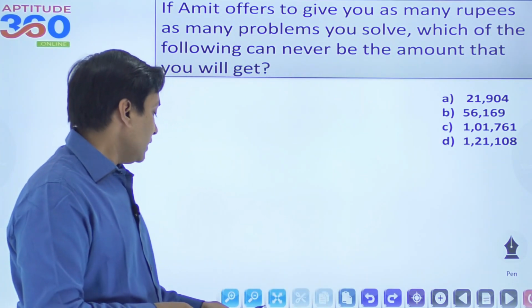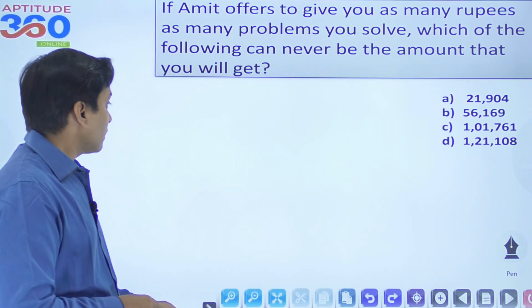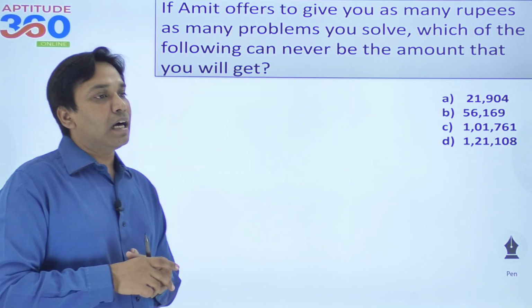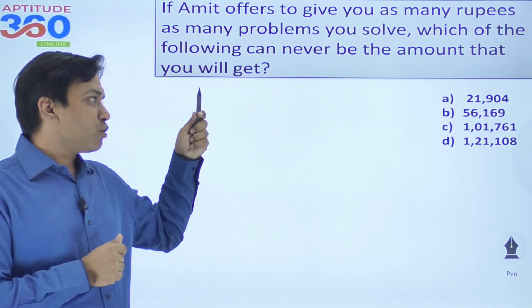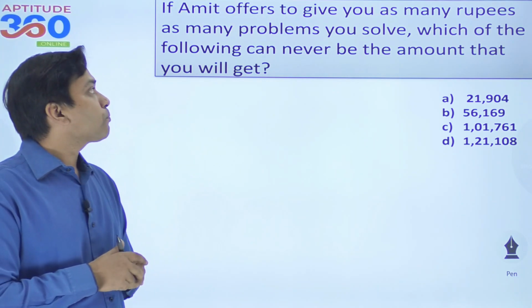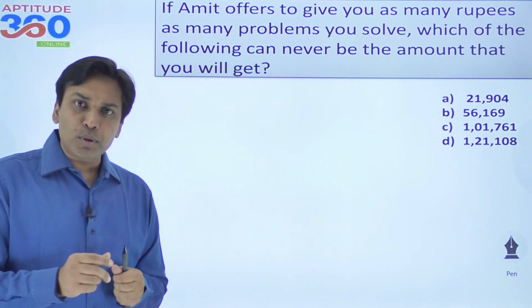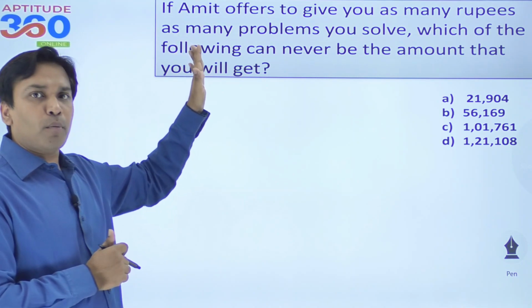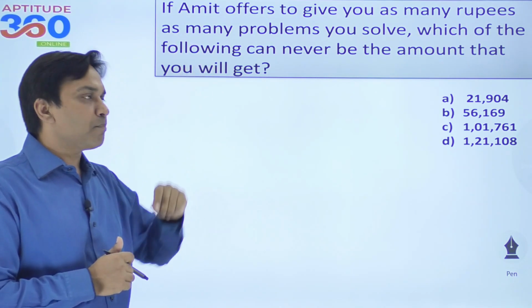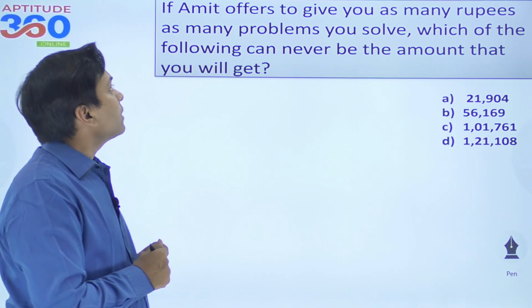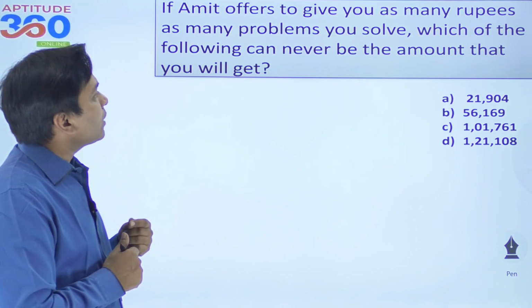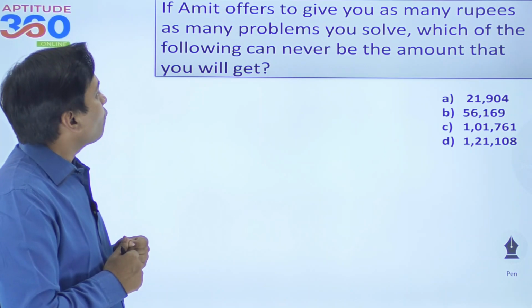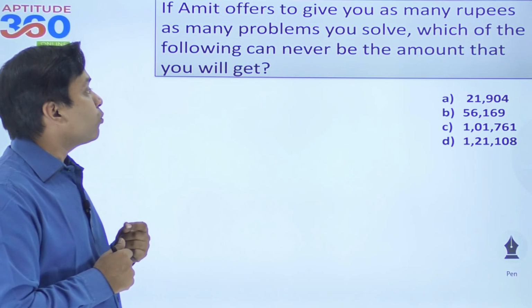Alright, I am moving ahead. Before I go anywhere, I need you to know this problem. This question was asked in some PCS examination, and that's pretty simple. It's just a verbose problem, but the essence is very, very simple. The problem says that if Amit offers to give you as many rupees as the number of problems you solve, which of the following can never be the amount that you will get?